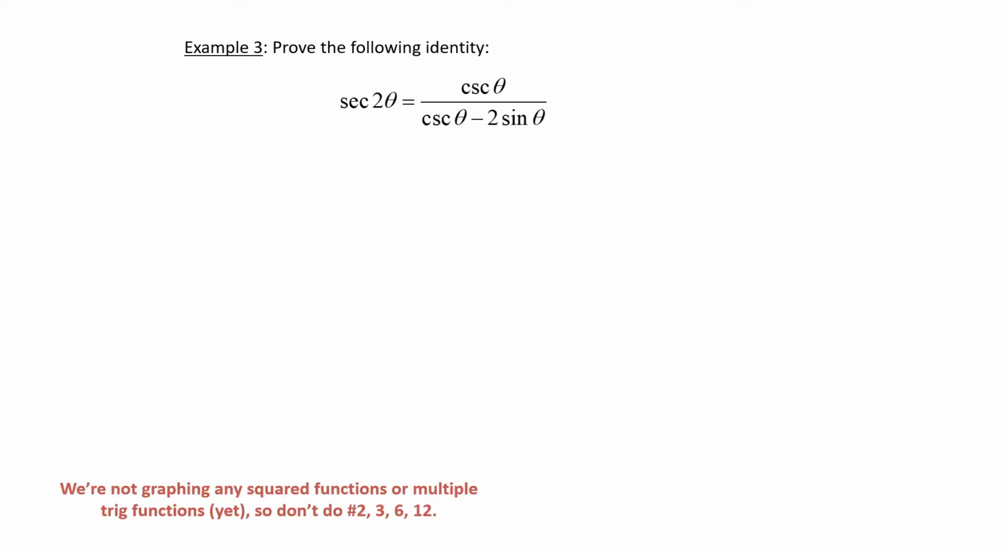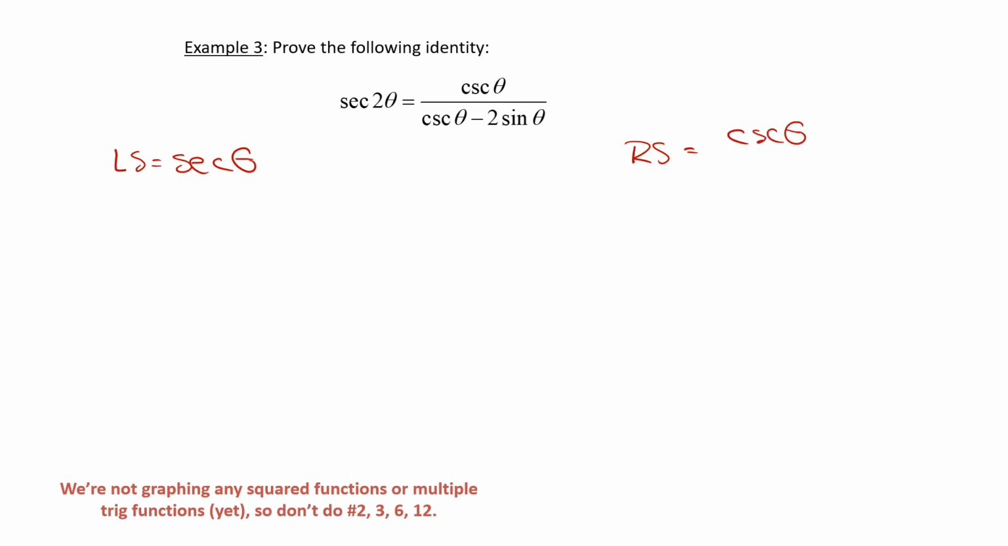Let's do another one. Example 3. Secant 2 theta. We've got a secant and a cosecant in this one. Okay, think about it for a sec. So what do we do first? The first thing we have to do is separate the left side from the right side. So this one I'm going to write it all out. There's my left side. There's my right side.